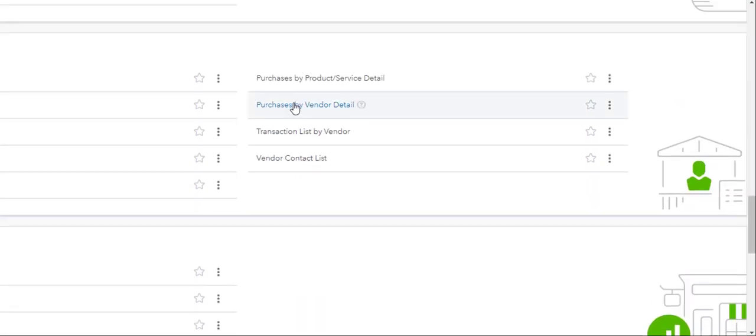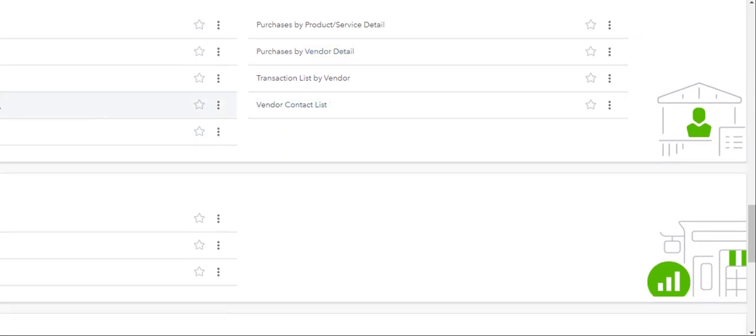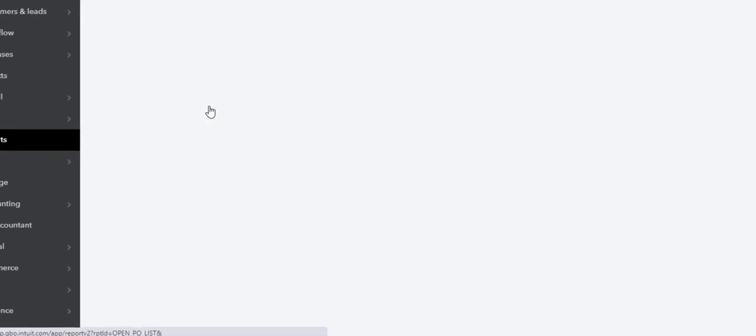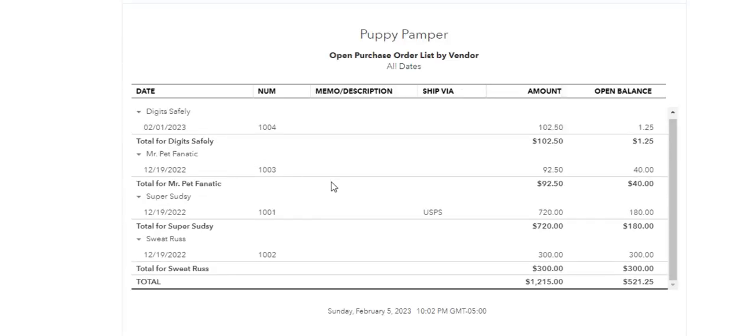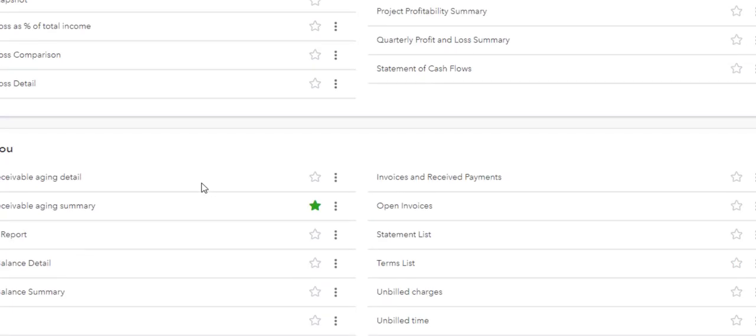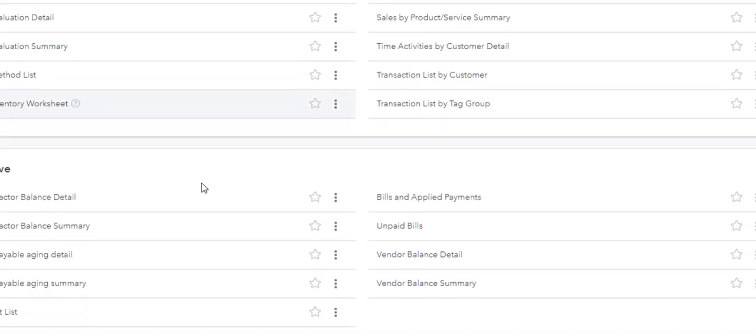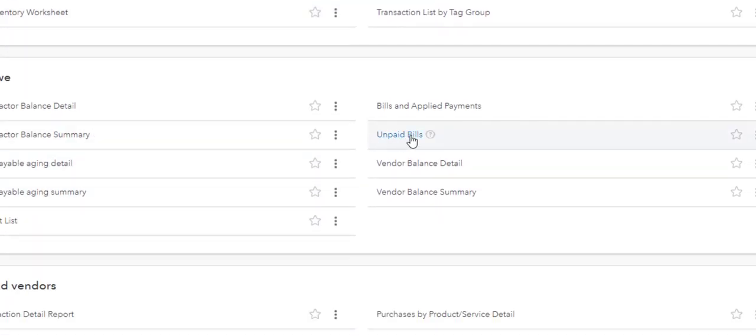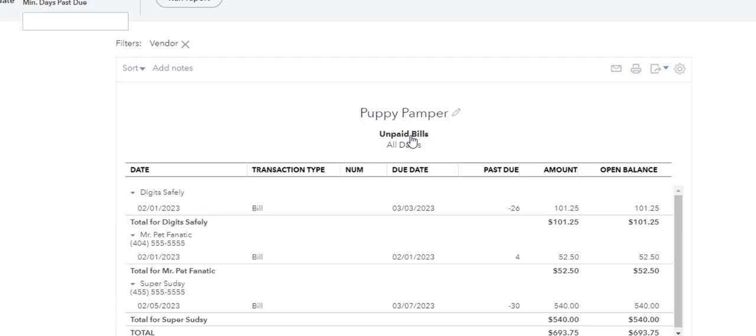You can look at your purchases by vendor detail. You can look at your open purchase order, which we can go ahead and do. So now this is still showing us open, but now it's just partial. Originally it was 720. So let's go look under payments now. Let's look at my unpaid bills.